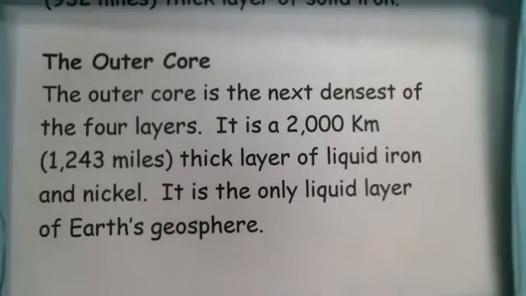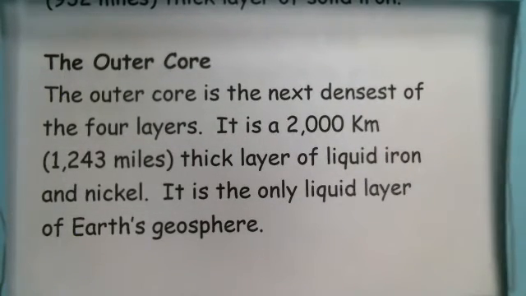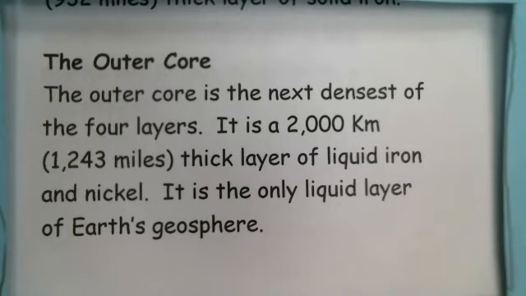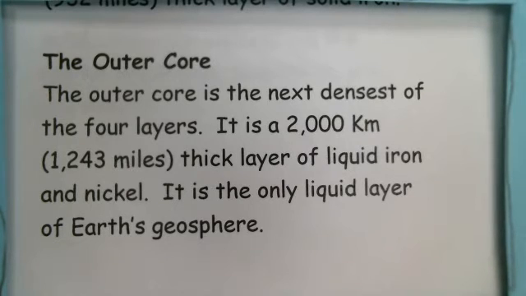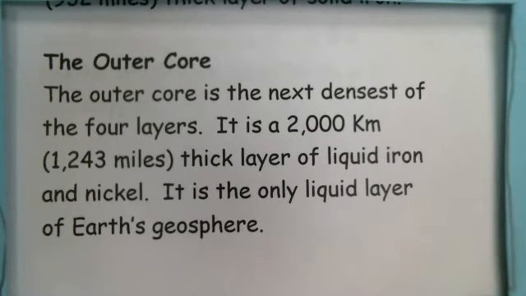The outer core. The outer core is the next densest of the four layers. It is a 2,000 kilometer, 1,243 miles, thick layer of liquid iron and nickel. It is the only liquid layer of the Earth's geosphere.